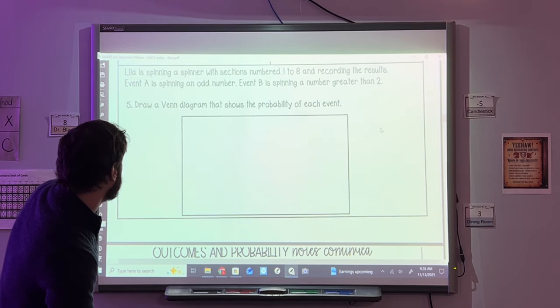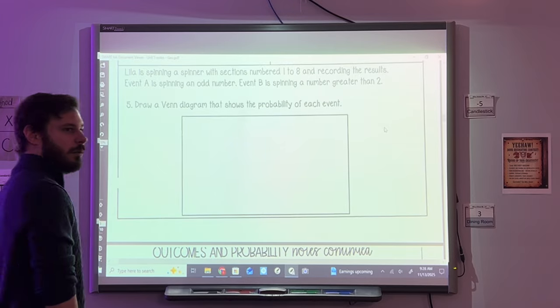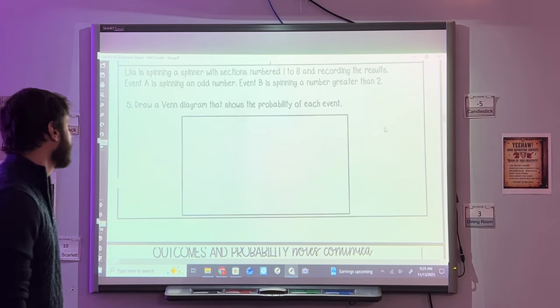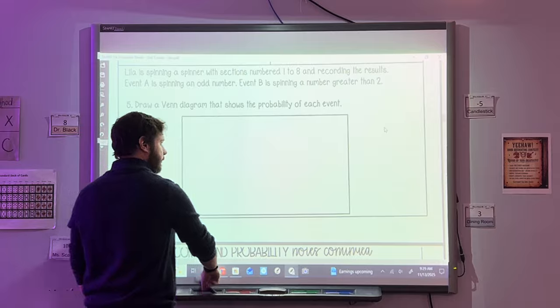Lila, someone is spinning a spinner with sections numbered 1 through 8 and records the results. Lila does not have a lot going on. Event A is spinning an odd number. Event B is spinning an even number greater than 2. Oh my goodness gracious. Draw a Venn diagram that shows.